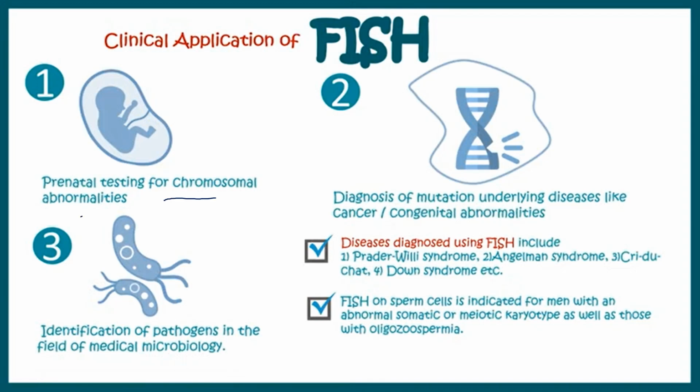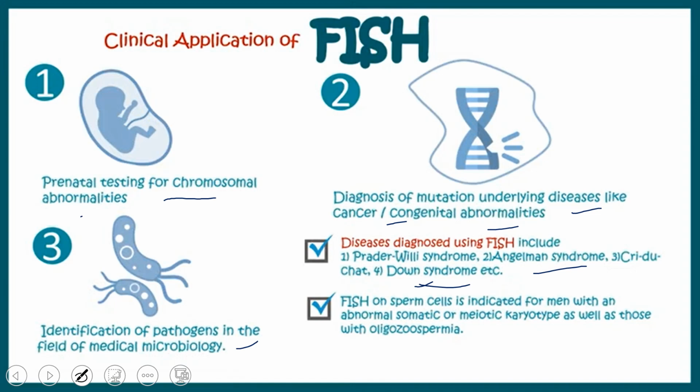Other than this, FISH can also help us in prenatal testing for chromosomal abnormality. FISH can help us in pathogen identification in the field of medical microbiology. FISH helps in the detection and diagnosis of mutations in diseases like cancer or congenital abnormality. Disease diagnosis using FISH probes includes Prader-Willi syndrome, Angelman syndrome, Cri-du-Chat syndrome, or Down syndrome. These are the different kinds of trisomies, so this can be found out.